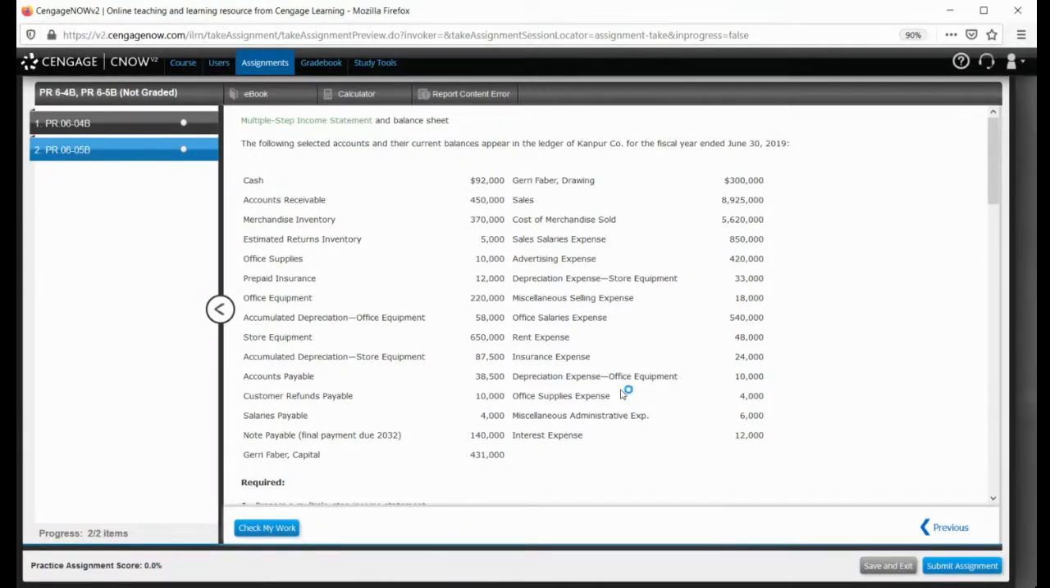Then in the last part of the multi-step income statement, we're going to record accounts that are not operating expenses, and so they're what we call financing expenses or financing revenue for the operations of the company, and that will go into something that we call other items. And so I want to go ahead and get started with you on the multi-step income statement.